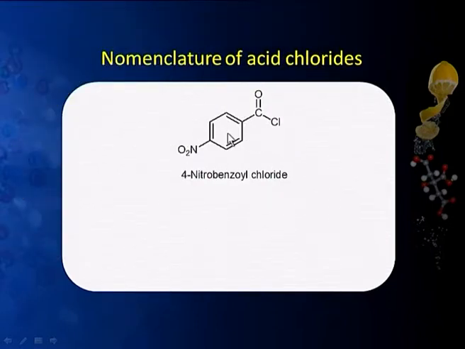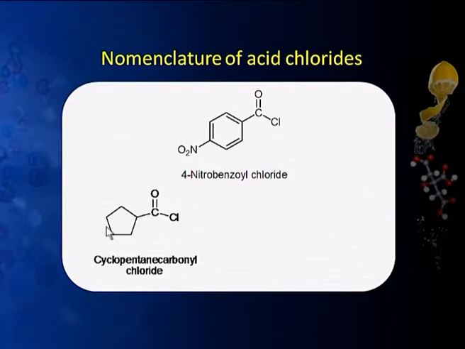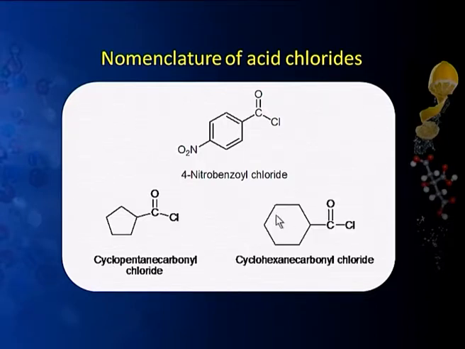Now this is a substituted benzoic acid, its acid chloride. There is a nitro group at the 4 position, so this is named 4-nitrobenzoyl chloride. Then we can have acid chlorides from those acids which have a cyclic saturated ring. Like this is a 5-carbon ring, cyclopentane, to which COCl is attached. So this is named cyclopentane carbonyl chloride, and if it is a 6-membered ring, then it is named cyclohexane carbonyl chloride.